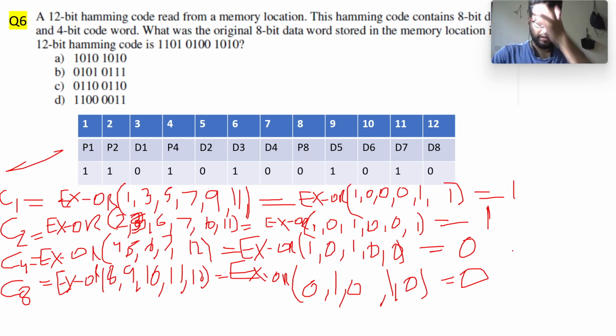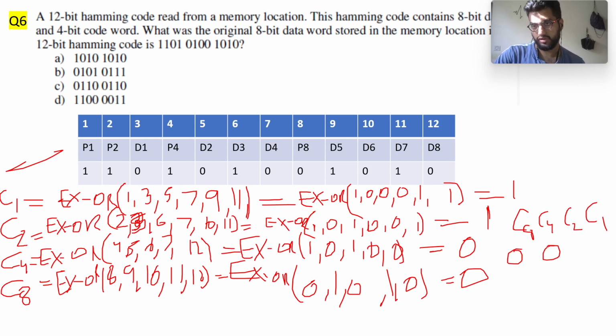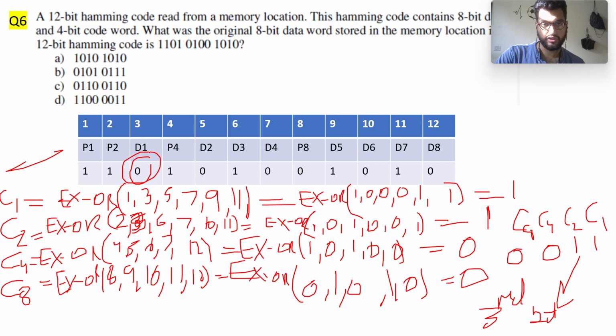So there is error, and the error is at the bit position that we will find out like this: C8, C4, C2, C1. So C8 is 0, C4 is 0, C2 is 1, and C1 is 1. So that is 2 plus 1, that is third bit. Third bit is having error. So if it was 0, it should be 1.